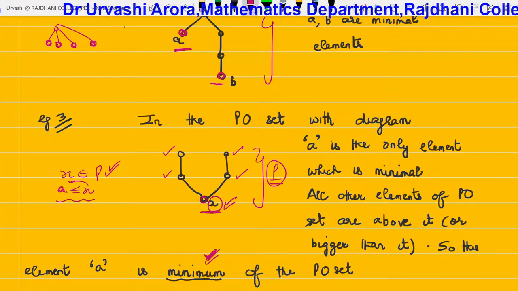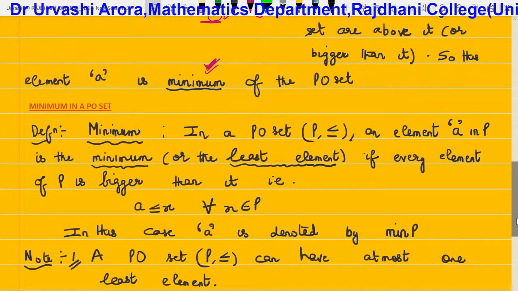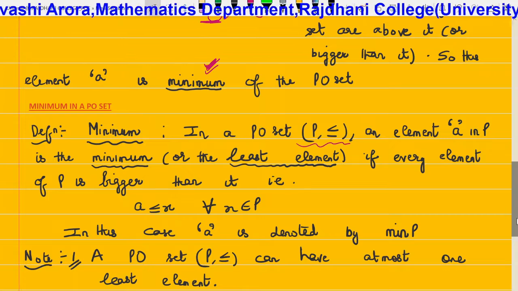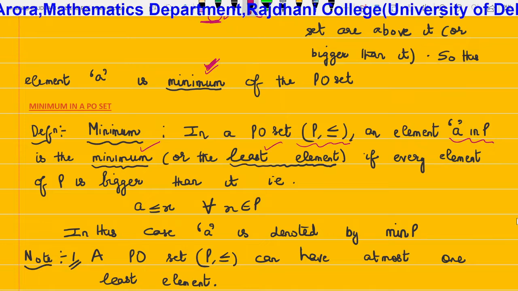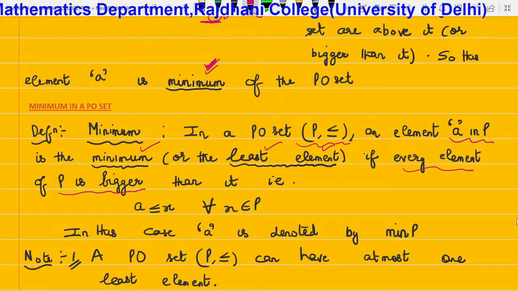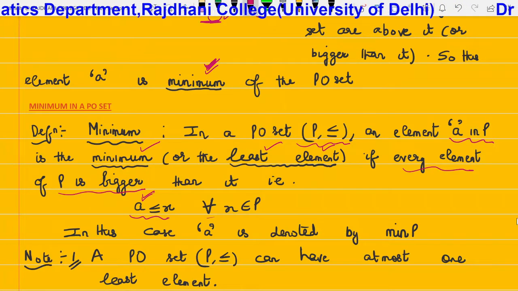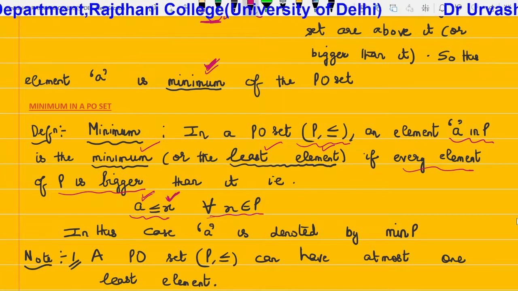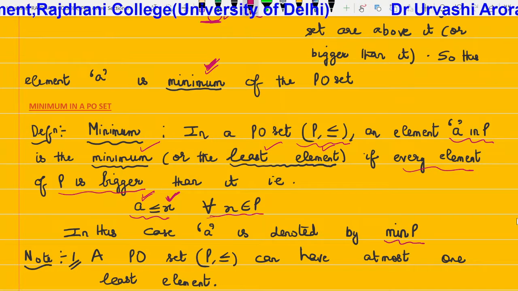So coming to a formal definition of minimum of a PO set. This is how we define the minimum of a PO set formally. Let P, less than or equal to, be a PO set, then an element A belonging to P is called the minimum or the least element if every element of P is bigger than it. So A will be called minimum if A is less than or equal to x for all x belonging to P. So every element x of P is bigger than A. In this case, if A is minimum, it is denoted by min P.